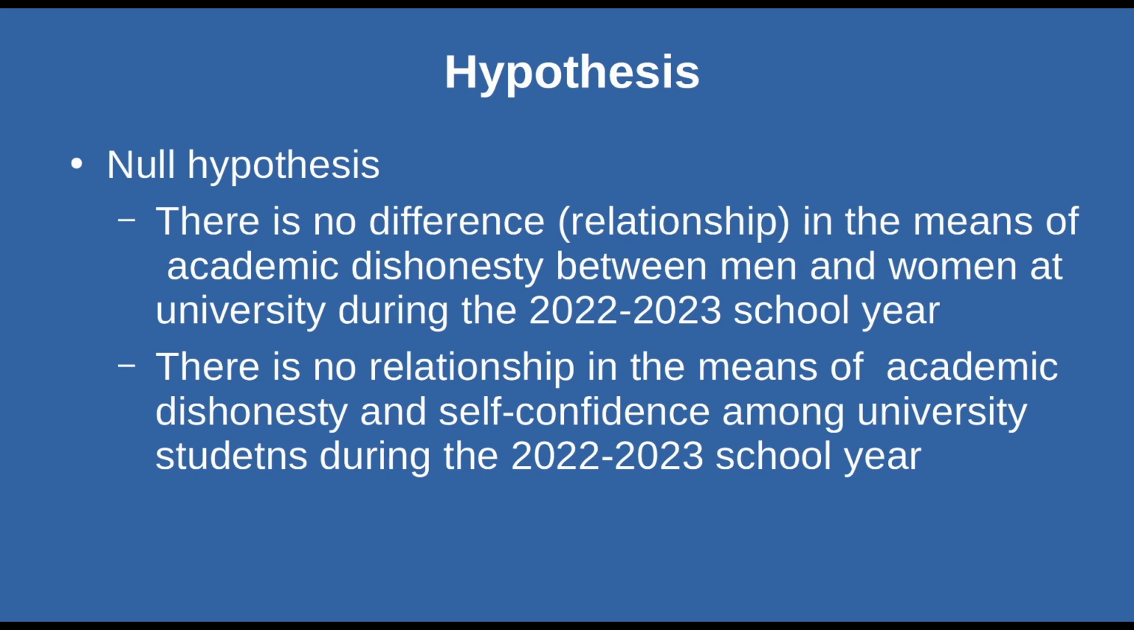So I have two examples of a null hypothesis on this screen. The first one you can read right here. There is no difference. That means there's no relationship. Null means nothing. So there is no difference in the means of academic dishonesty between men and women at university during the 2022-2023 school year. So you can see I have my two groups right here, men and women. I have my variable that I'm measuring, academic dishonesty. And so everything is set up for what I want to try to test here.